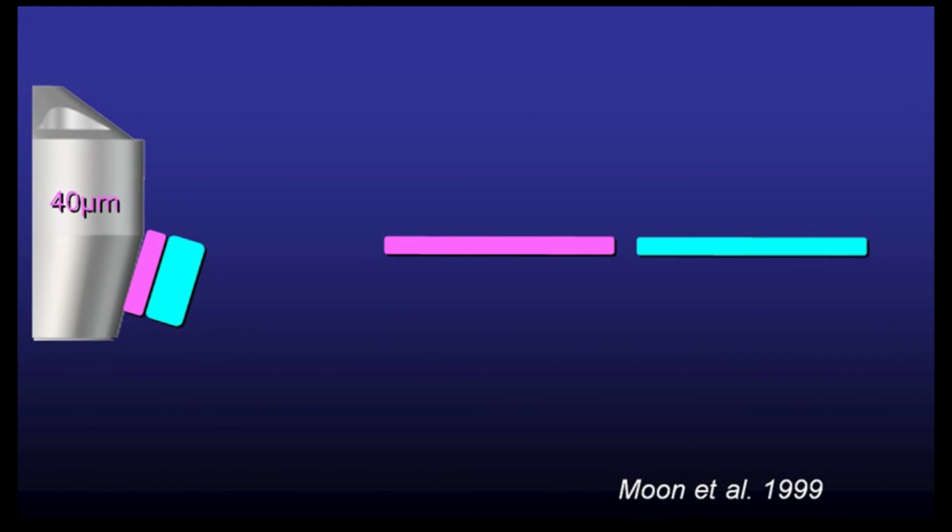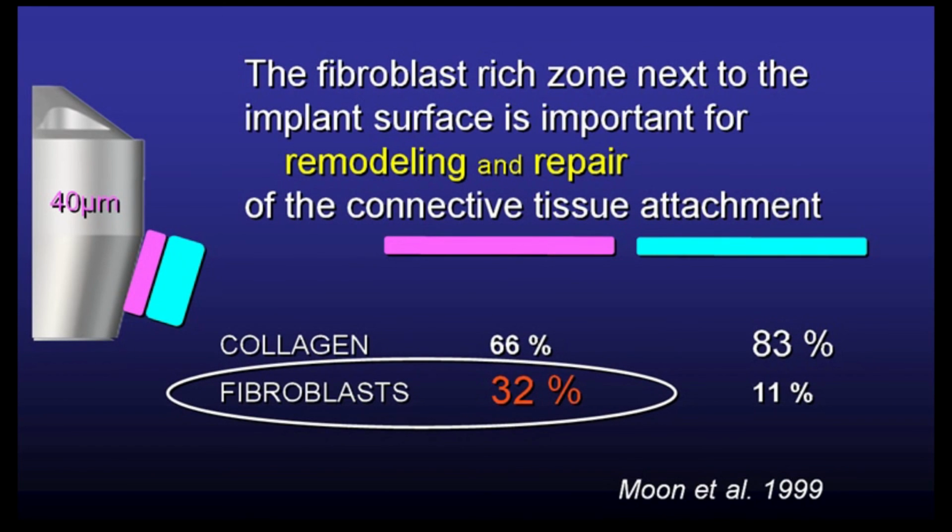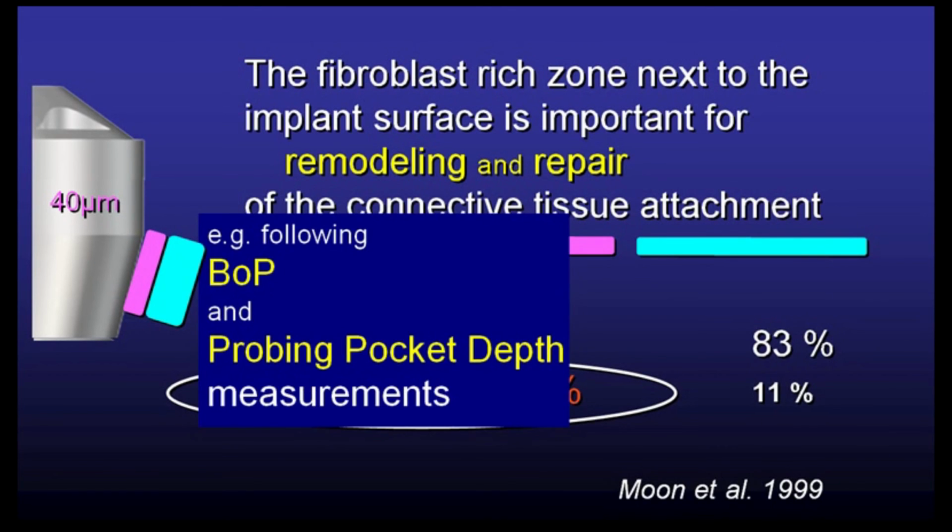Dr. Moon also made some morphometric measurements, and he found that in the pink zone there was less collagen, but there was significantly more fibroblasts than in the blue zone. And this observation is important because it means that the fibroblast-rich zone next to the implant surface is important for remodeling and repair of the connective tissue attachment once challenged, like for instance by bleeding on probing and probing pocket depth measurements. And you may know that in the infancy of implant dentistry, it was a no-no to probe the soft tissue because you would then damage the attachment between the soft tissue and the implant. This is no longer so, and as a matter of fact, at least in periodontology, we demand a regular probing of the interface between the implant and the soft tissue.